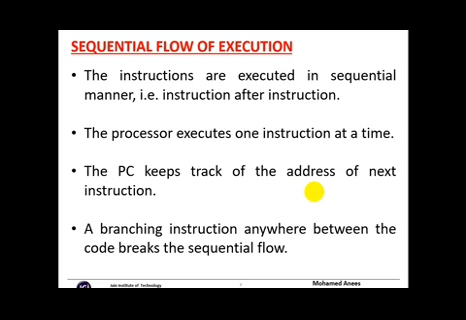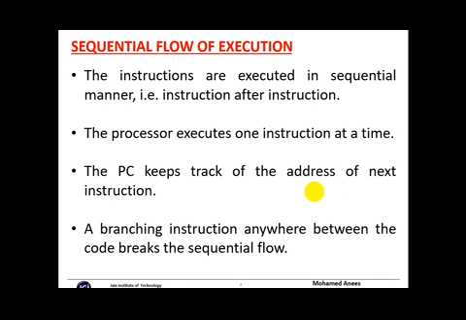So a group of instructions forms a code. When you write a code, the processor starts executing from the first instruction. After executing the first instruction, the processor then executes the second instruction, then the third, and so on. This way of executing the instructions one by one is called the sequential flow. The program counter, which is a 16-bit register, keeps track of these addresses.